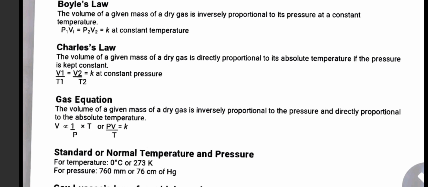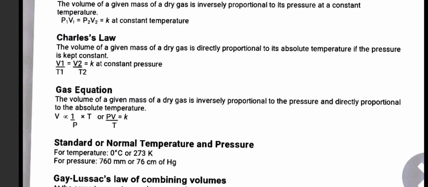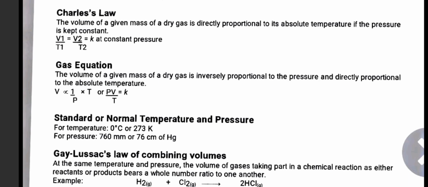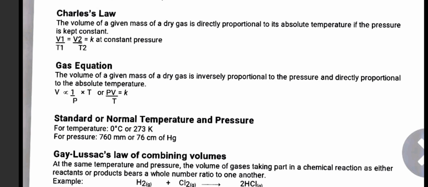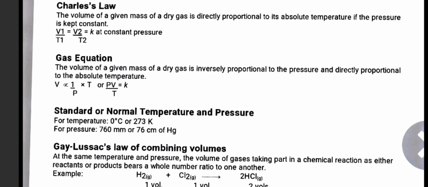The gas equation: the volume of a given dry mass of gas is inversely proportional to the pressure and directly proportional to the absolute temperature. So V is directly proportional to 1 upon P into T, or P into V upon T is equal to K. Now standard or normal temperature and pressure: for temperature, 0 degrees Celsius, which is equal to 273 Kelvin. For the pressure, 760 millimeter or 76 centimeter of Hg, which is mercury.